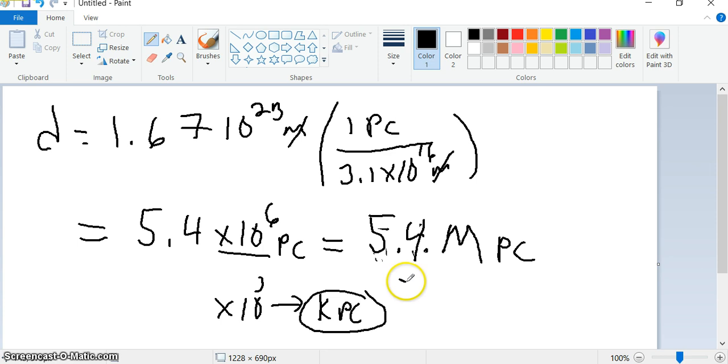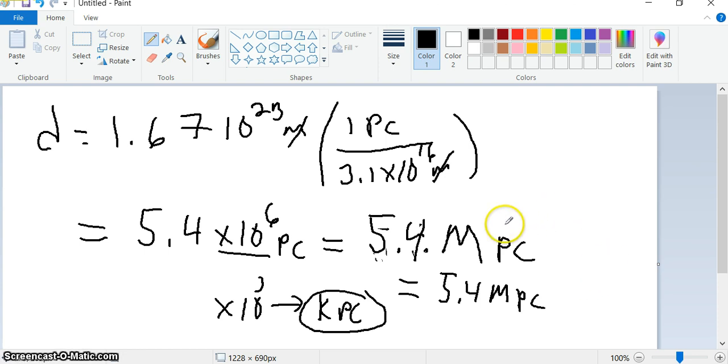So the distance to this particular Cepheid variable would be 5.4 megaparsecs, or times 10 to the 6 parsecs. It means the same thing. Keep in mind, this is how Edwin Hubble, the actual astronomer, in the 1920s determined the distance to Andromeda using Cepheid variables, and he was able to figure out the distance to the next large galaxy over from the Milky Way.